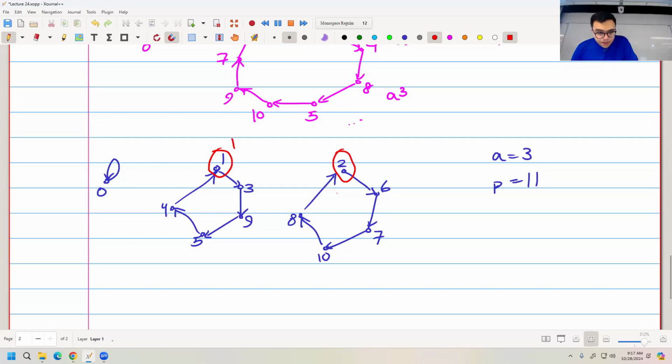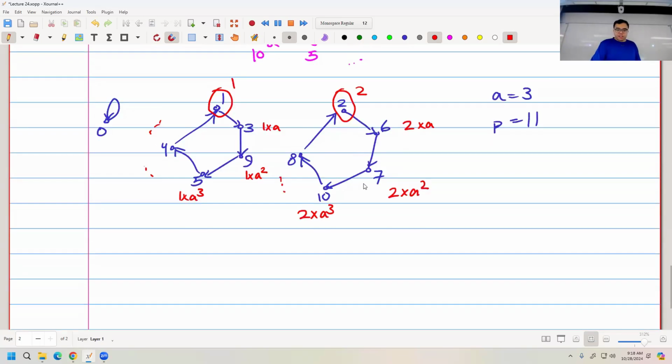This tells you that the first element here is 1. The second element is 1 times a. Then I have 1 times a squared. All of these, of course, modulo p. Then 1 times a cubed, and so on. But what do I have here? I start with 2, then I have 2 times a, 2 times a squared, 2 times a cubed, and so on. Okay, so the elements in the second cycle are just twice the elements in the first cycle.